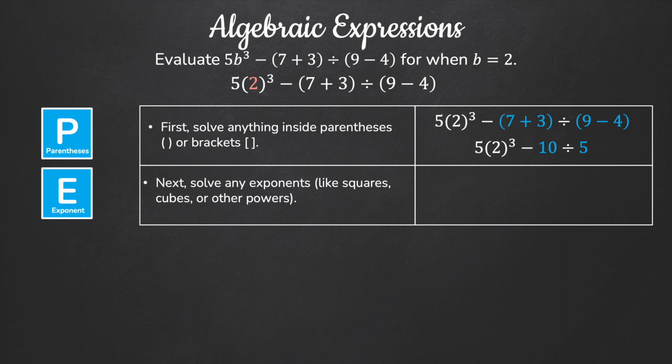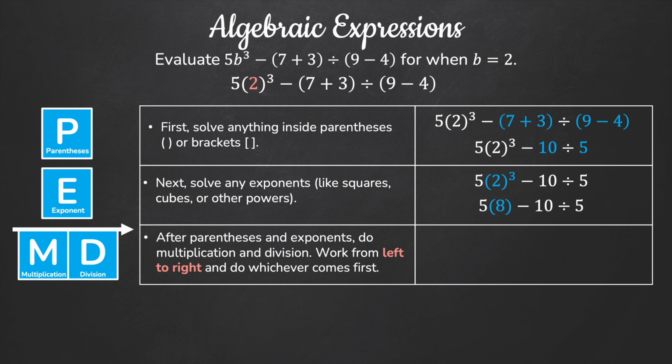And then we have E for exponent. And in this case, we have 2 to the power of 3. Notice that the exponent is only with our 2, so we're not going to cube anything else other than that 2. And 2 cubed is the same thing as 2 times 2 times 2, which is equal to 8.